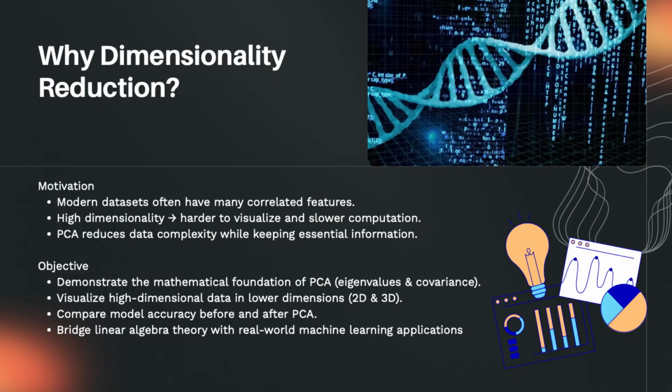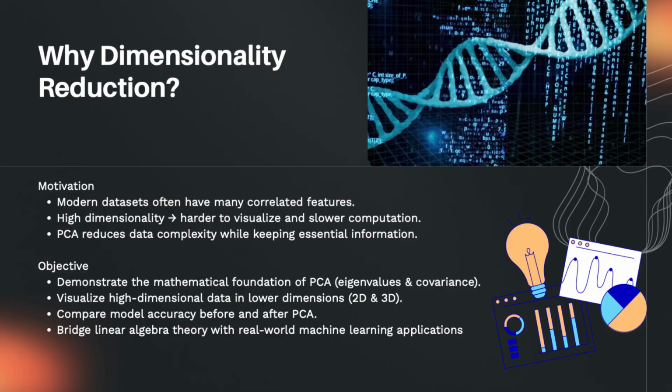Why do we need dimensionality reduction? The motivation is simple. Modern datasets are huge. They often have hundreds or thousands of features, many of which are highly correlated. This high dimensionality makes our data difficult to visualize and dramatically slows down computation time.